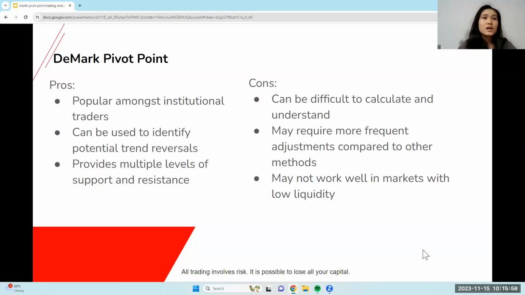Okay, DeMark pivot point. Pros is that it's popular amongst institutional traders, and can be used to identify potential trend reversals, and provides multiple levels of support and resistance. But cons is that it's difficult to calculate and understand, and may require more frequent adjustments compared to other methods, and may not work well in markets with low liquidity.